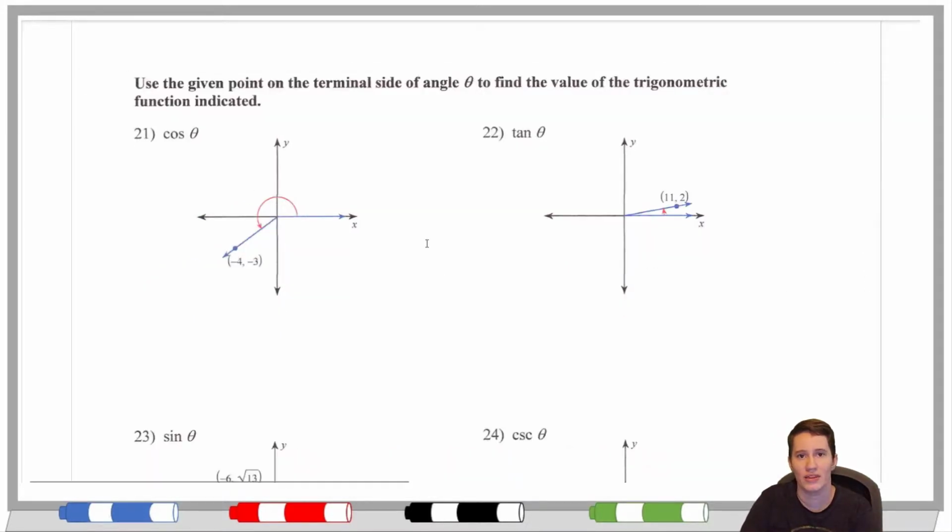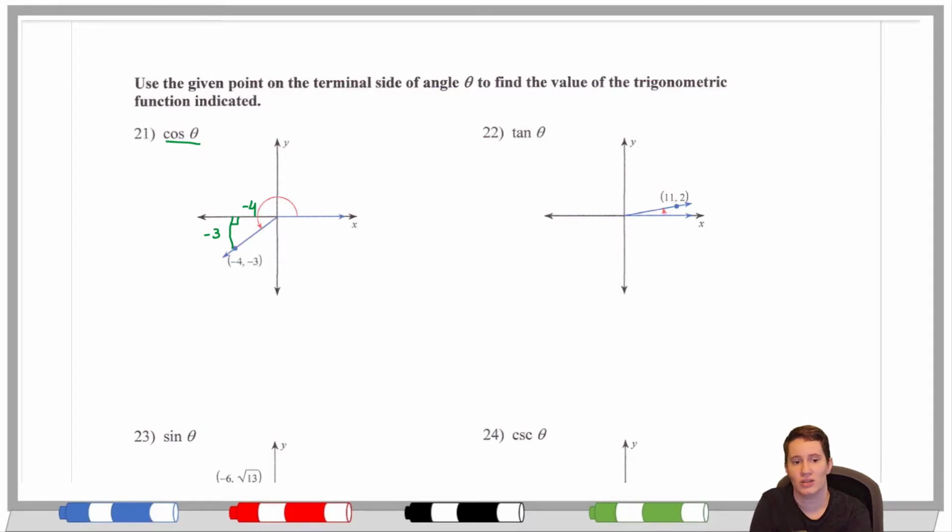Okay, so on these, these are not special right triangles. We're using this point that we've got. Okay, so we draw this triangle. The negative 4 is telling us x, because it's telling us how much we're going left, and then the negative 3 is telling us how much we're going down. We can find the third side if we need to, which we do because cosine has the hypotenuse.